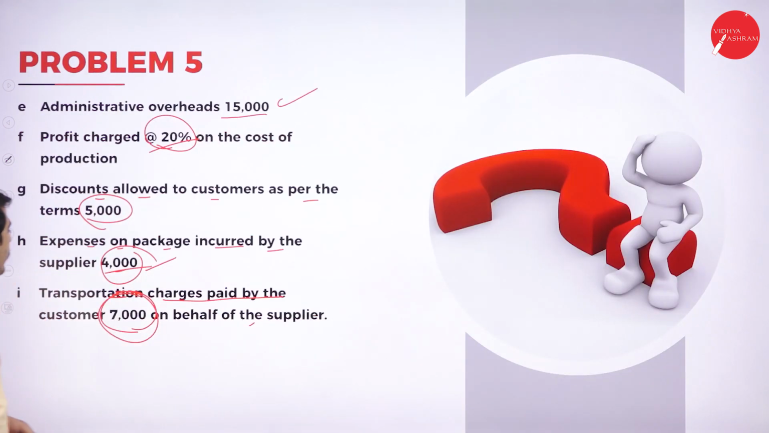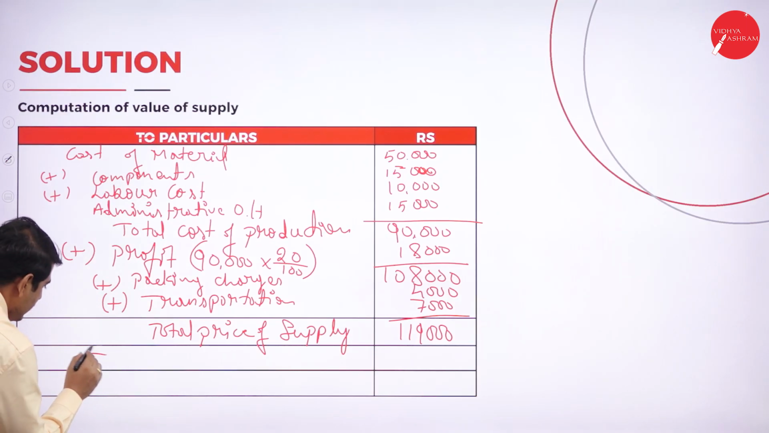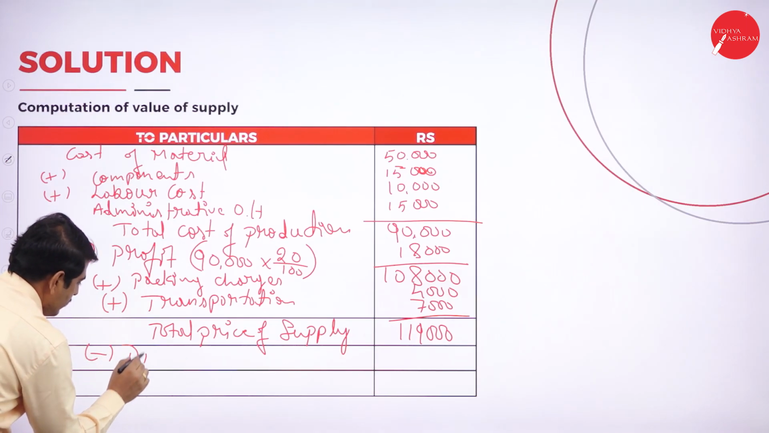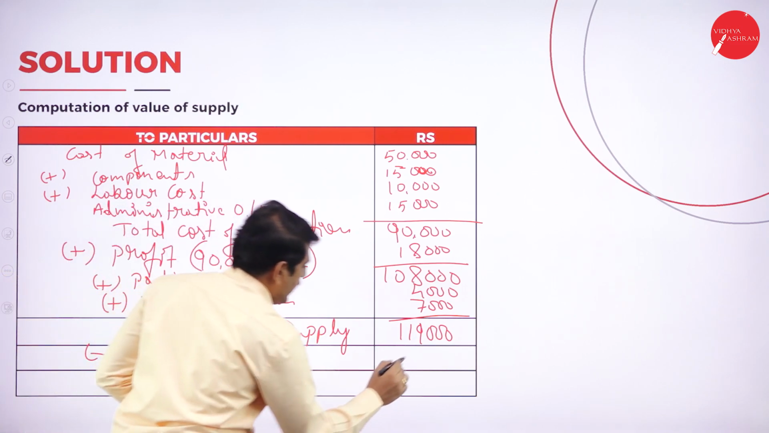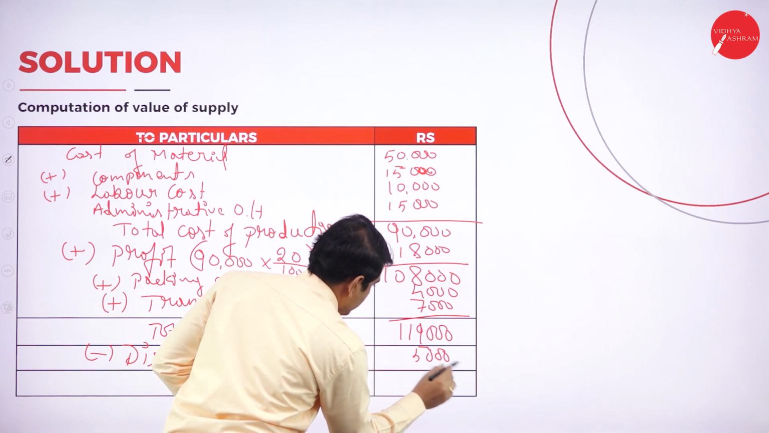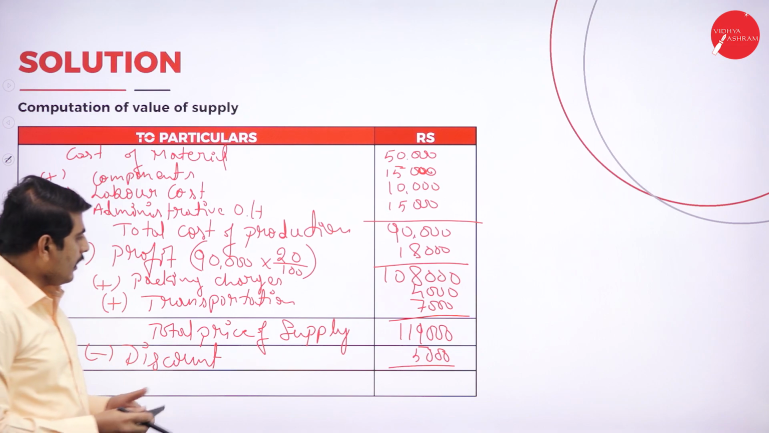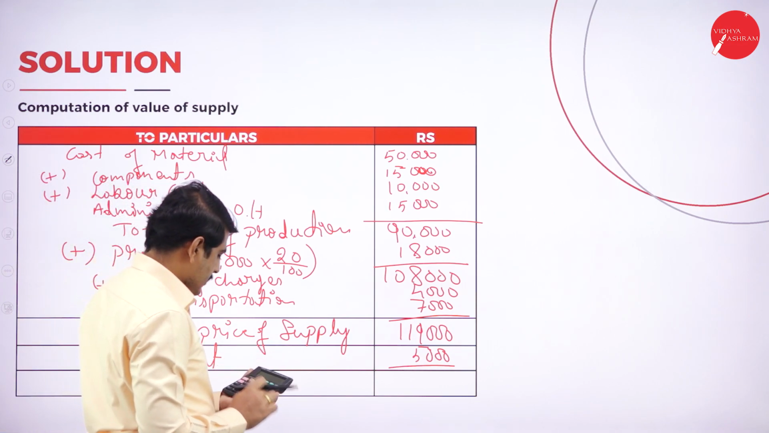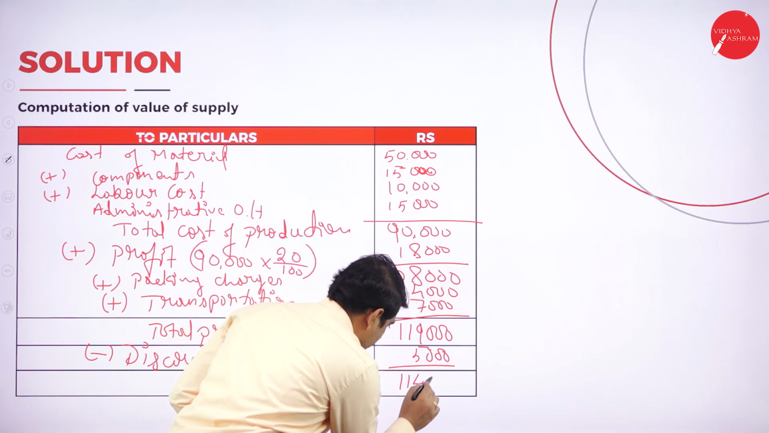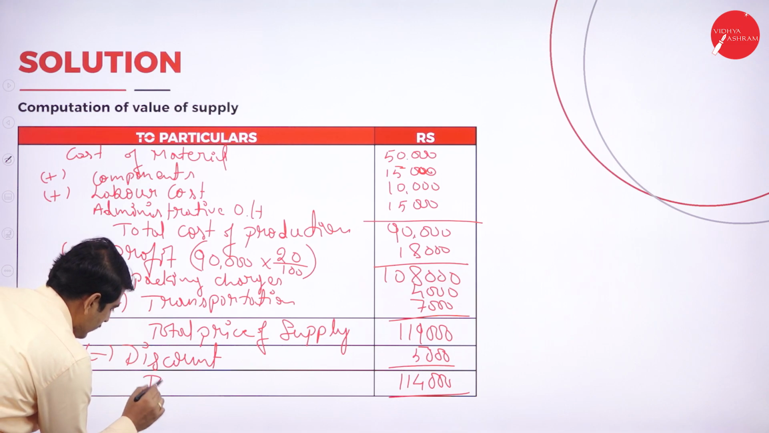Again we have discount here. He has given discount 5,000 rupees. So minus discount 5,000. So we get 1,14,000. So that is the total value of supply.